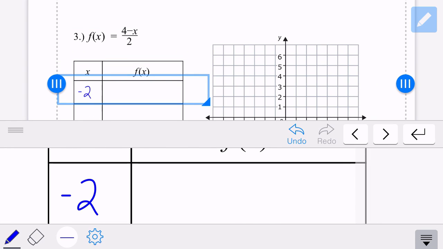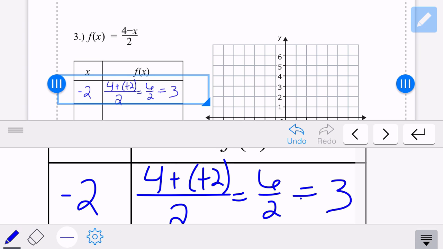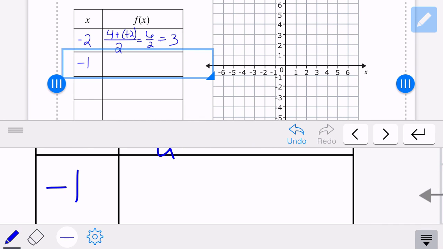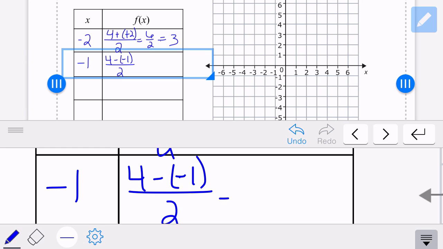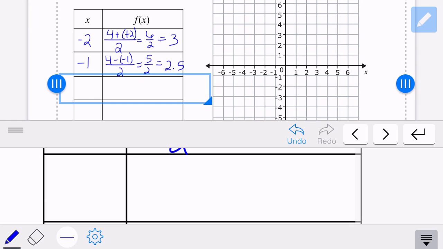So if I pick -2, I would have 4 minus -2, and then divided by 2. 4 minus -2 is going to be 4 plus 2. Remember, subtracting a negative is like adding. So I would have 6 over 2, which would give me +3. Then if I do -1, I have 4 minus -1 over 2. That would be 4 plus 1, so I would have 5 over 2, which would give me 2.5 if I did decimal. So you could leave it as a fraction if you want, whatever floats your boat.